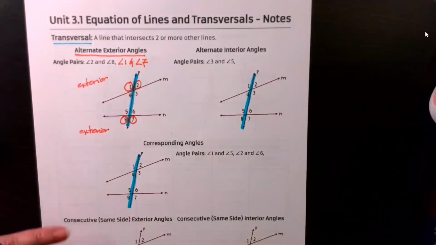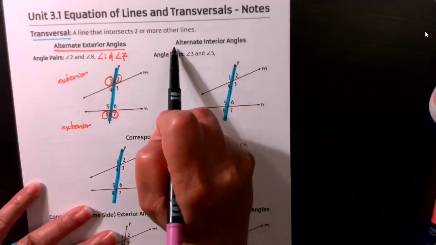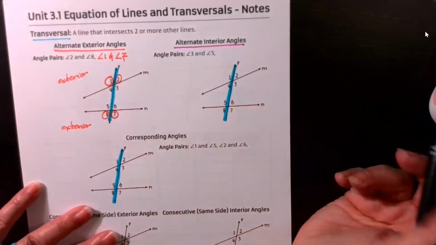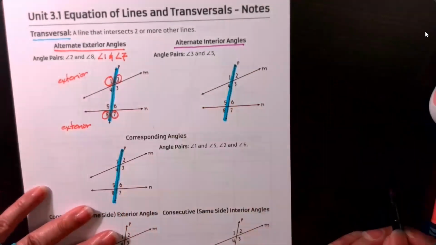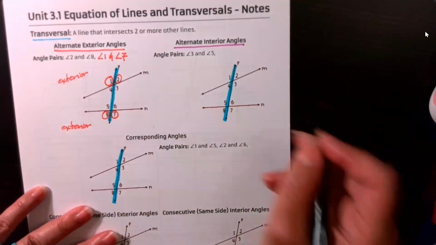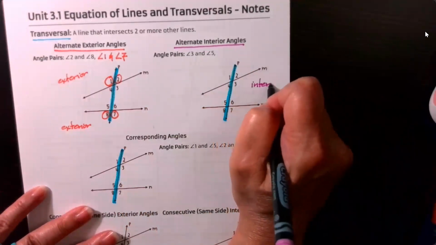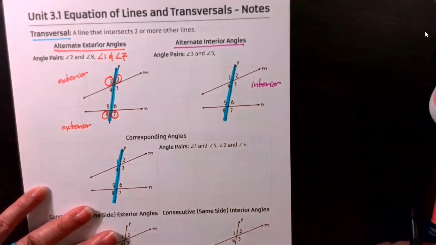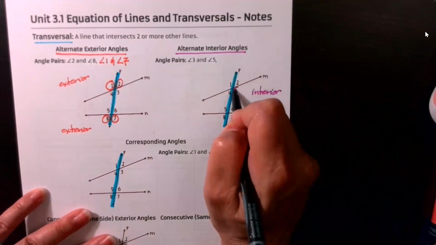We move over to our next diagram. We are looking at alternate interior angles. Well, if the area outside of the lines being cut by the transversal is the exterior, then the area between the two lines that are cut by a transversal is the interior. So we look at the angle pairs 3 and 5.